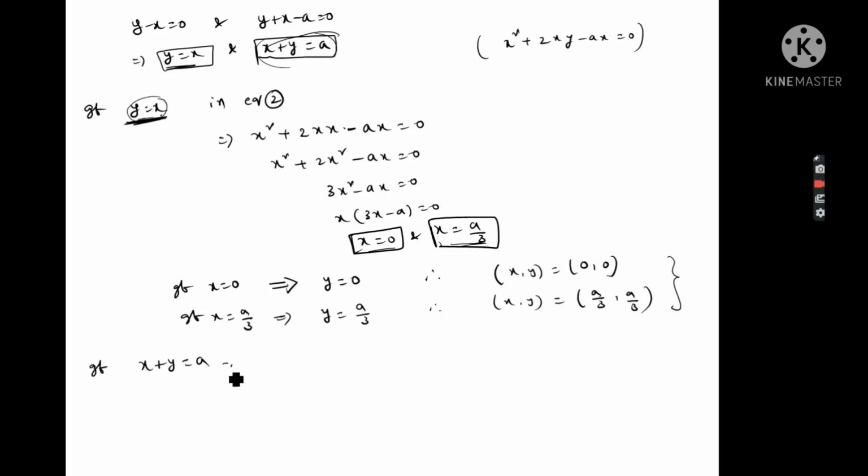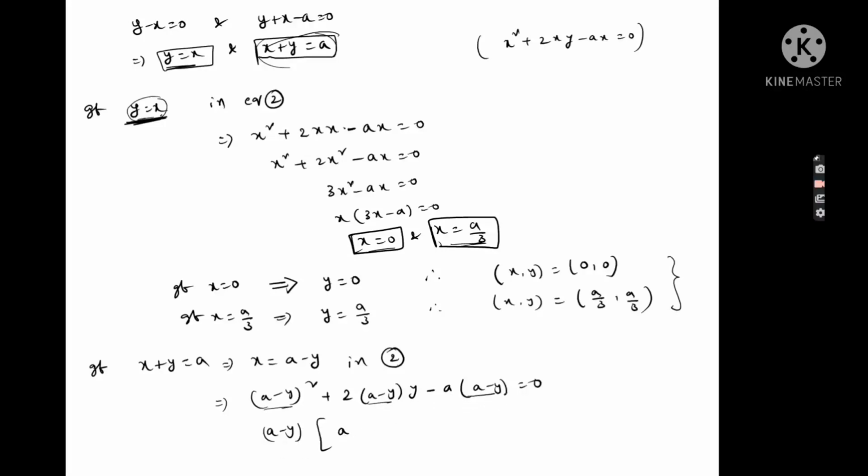From this, either you can take y or you can take x. x equals a minus y. Okay, now substitute this in equation number 2. What is equation 2? x square, that means (a minus y) whole square, plus 2 into (a minus y) into (y minus a) into (a minus y) equals 0. Each and every term has a minus y. Don't expand. Now take a minus y common. We get (a minus y) plus 2y minus a equals 0.